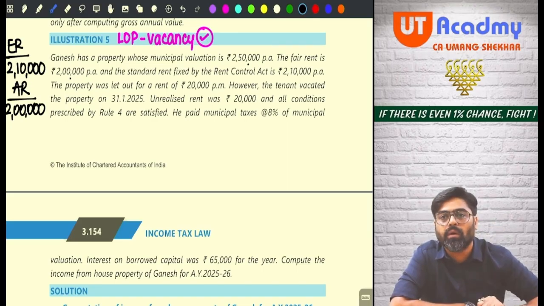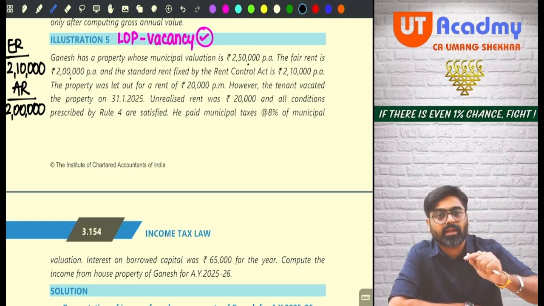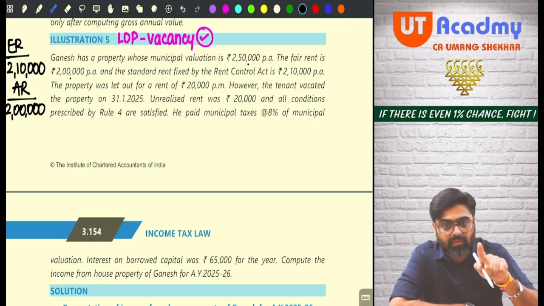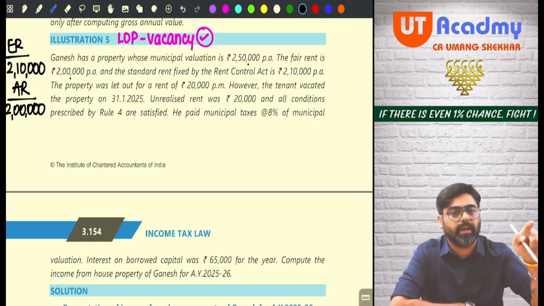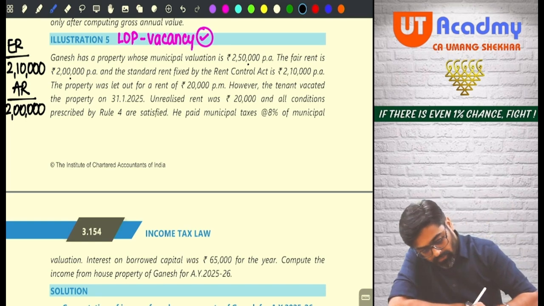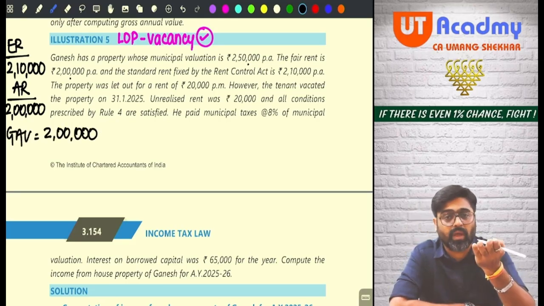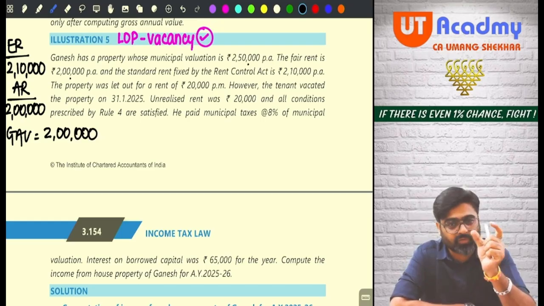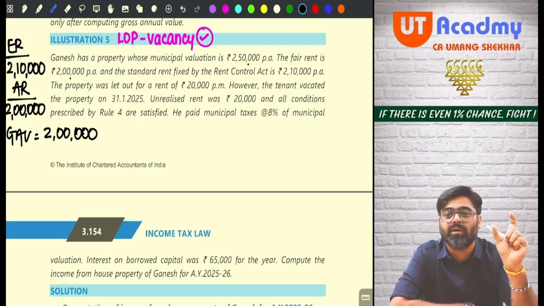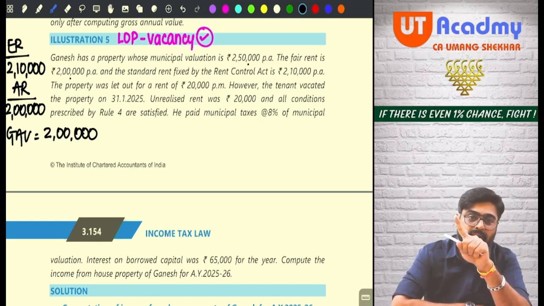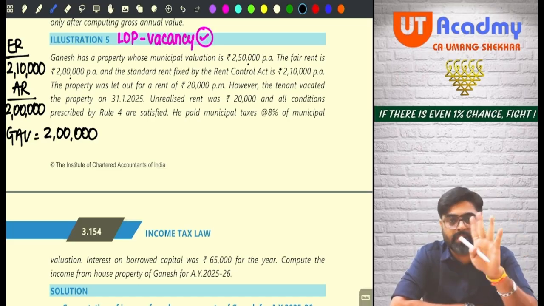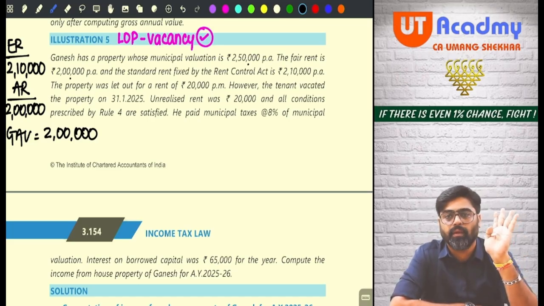So in that scenario, if AR plus VR is greater than or equal to ER, what will I take as GAV? I will take actual rent only as my GAV. So here my GAV is equal to 2 lakhs only. I will not take 2 lakh 40. 2 lakh 40 is just for the sake of comparison. Yes or no? Either actual rent or expected rent, any of these two amounts will only become my GAV.